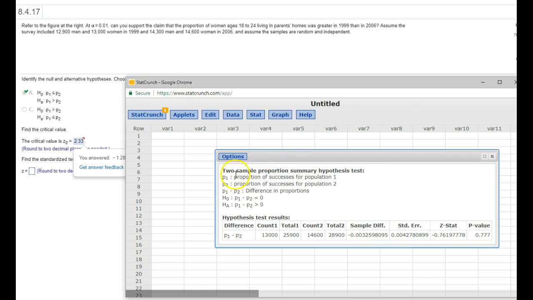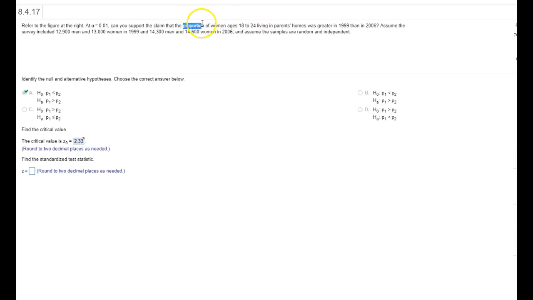Let me know if you have any other concerns. This one can be a little bit challenging because you have to interpret what they're looking at, the proportion of women. So successes is women, and the total amount is men plus women. You have to know to do that to find the values that go into this data sheet. So let me know if you have any other concerns. I'll be more than happy to help.